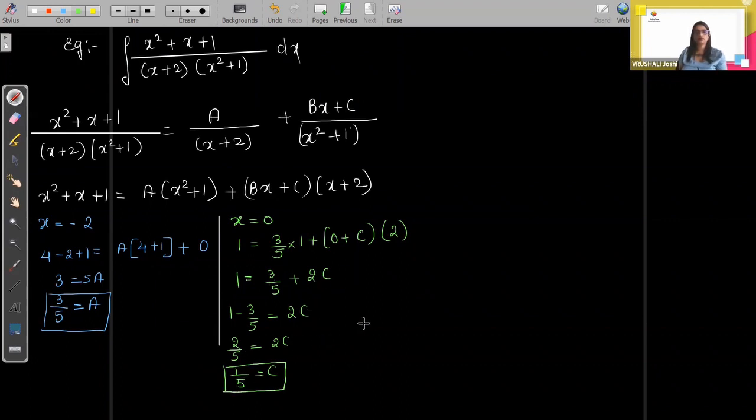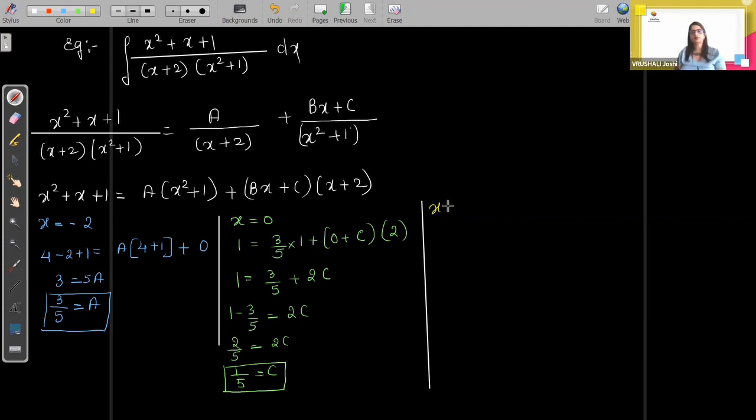1 by 5 is equal to c. And then we have to find out the value of b. Now the value of b is not very difficult because we have the values of a and c, so we can directly find the value of b. We'll just substitute the values. Substituting a and c, or let us take x equal to 1, it will be easy.